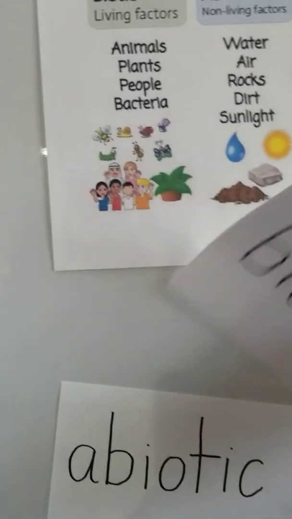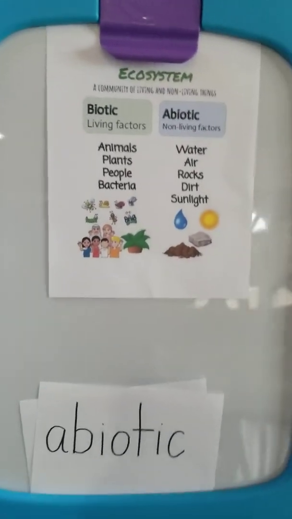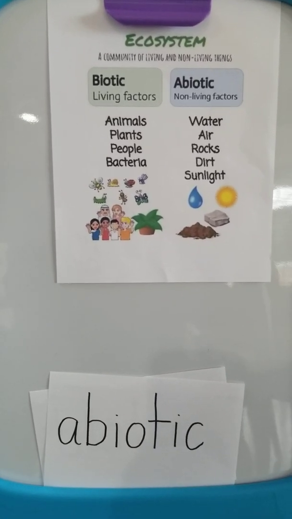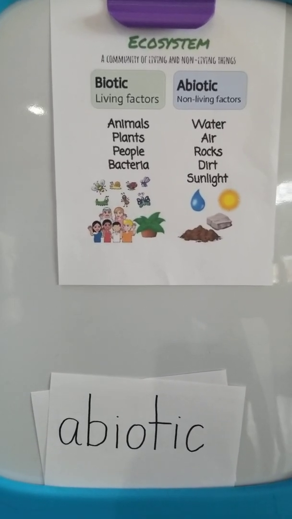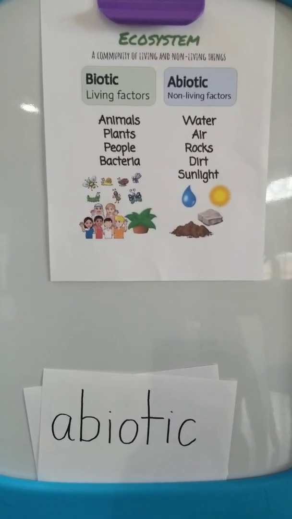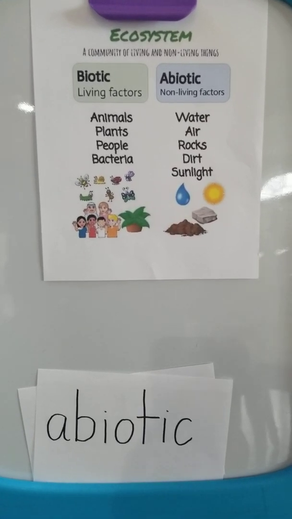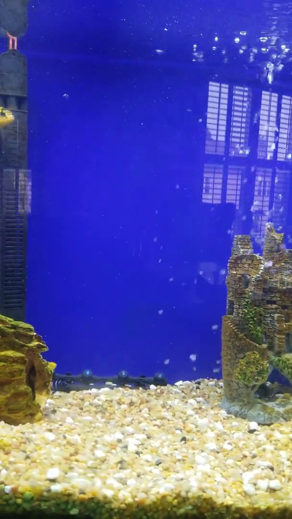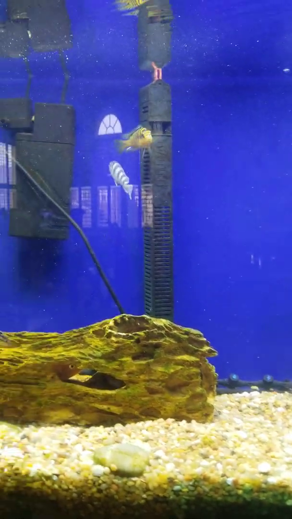Abiotic, this behind. An abiotic factor is anything non-living. Non-living factors include water, air, rocks, dirt, sunlight. An abiotic factor is a non-living part of an ecosystem that shapes its environment.